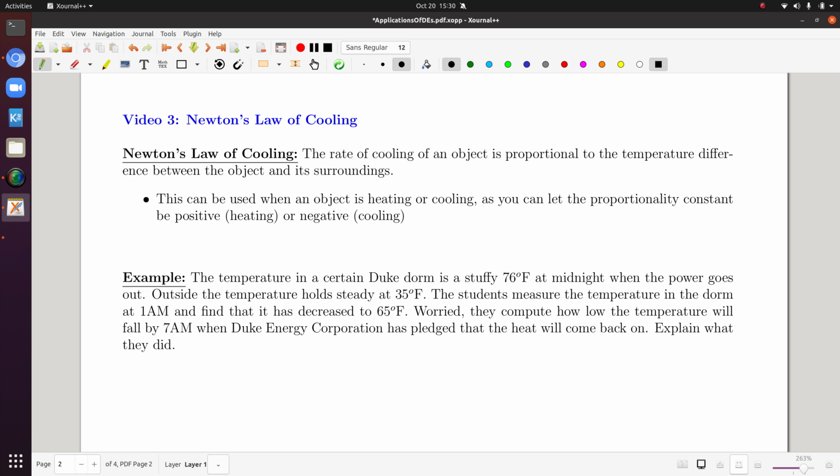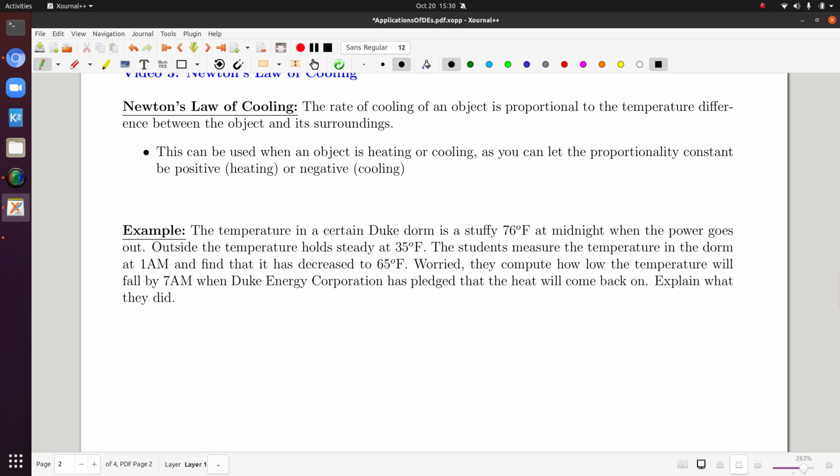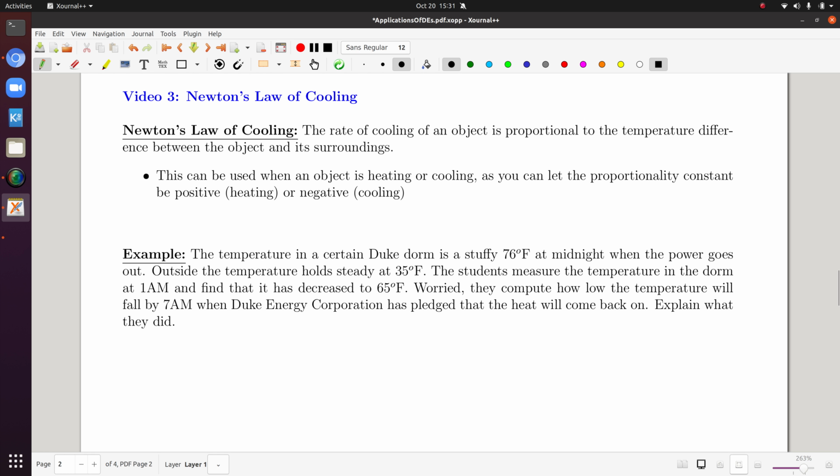So an example here where we're dealing with temperature is a dorm room where we know that it starts at 76 degrees Fahrenheit at midnight. Then the power goes out and the temperature is measured at 1 a.m., and we want to see what it will be at 7 a.m. The word temperature there is really what tips me off to think about the assumption of Newton's law of cooling.